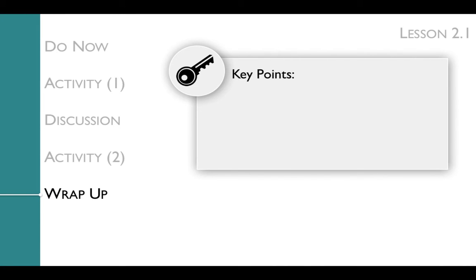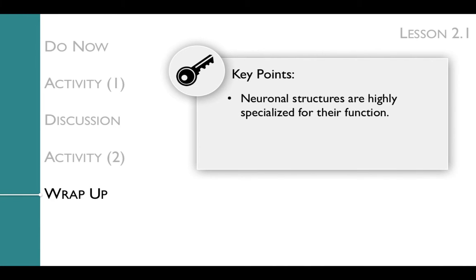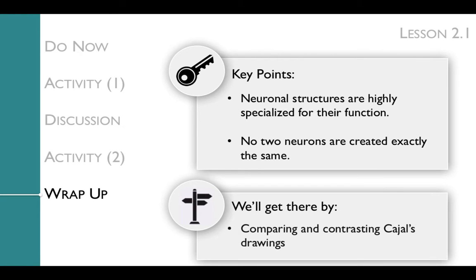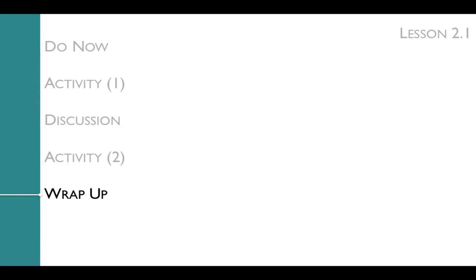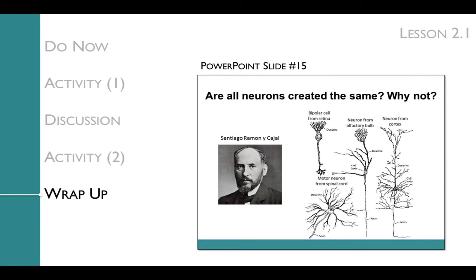The key points of the wrap-up are to review that neuronal structures are highly specialized for their function, and just like snowflakes, no two neurons are created exactly the same. We'll get to these key points by comparing and contrasting Cajal's drawings. In the wrap-up, you'll introduce the students to Santiago Ramon y Cajal, who is often referred to as the father of neuroscience, because he was the first to describe neuronal structure.